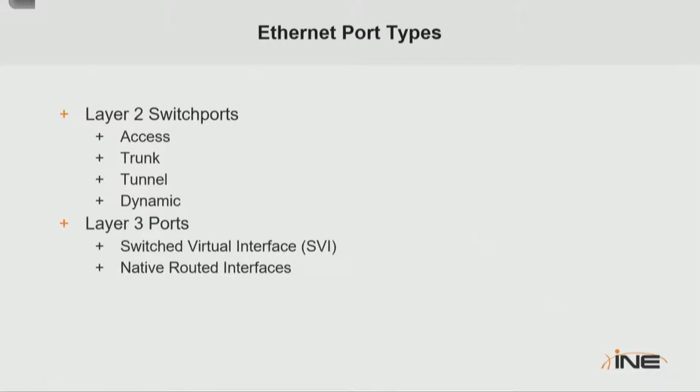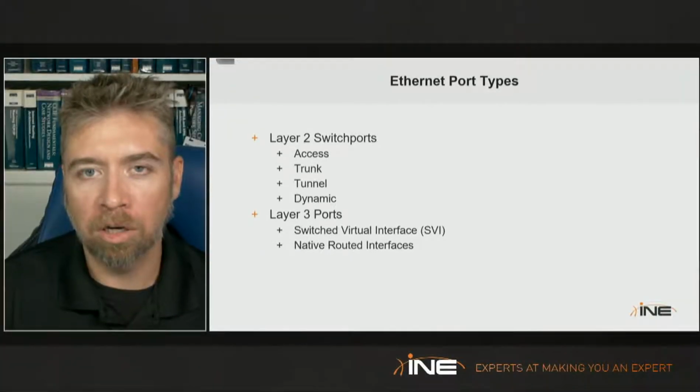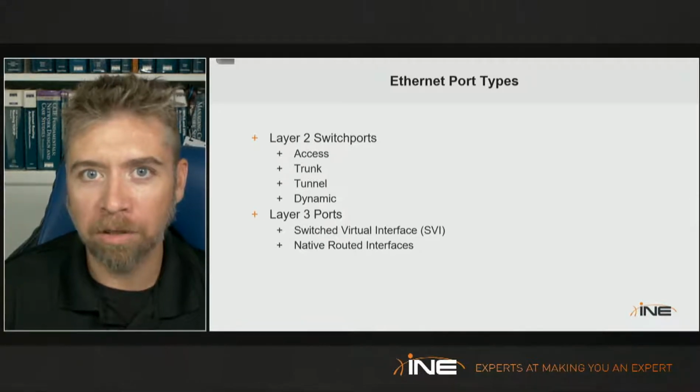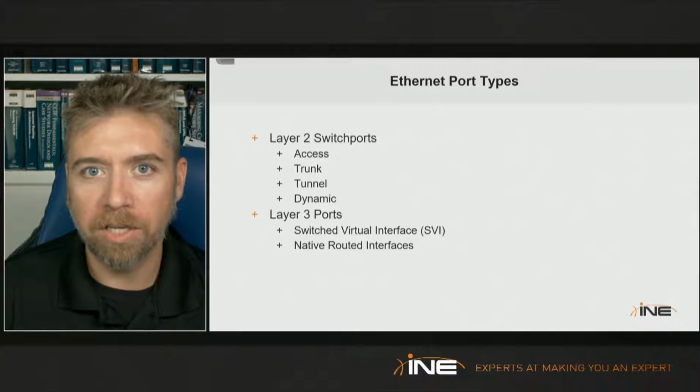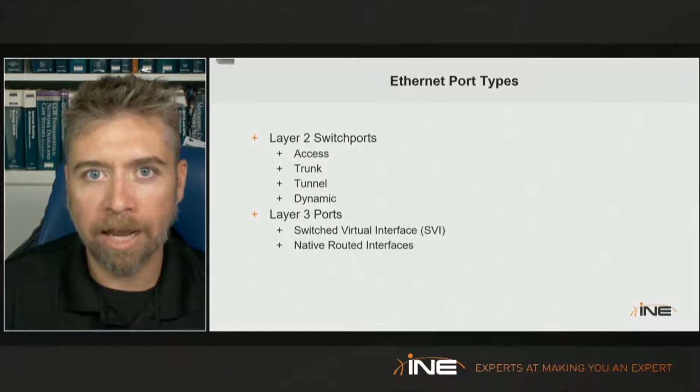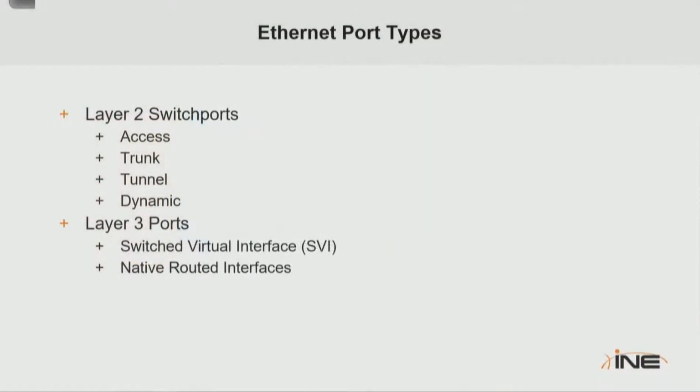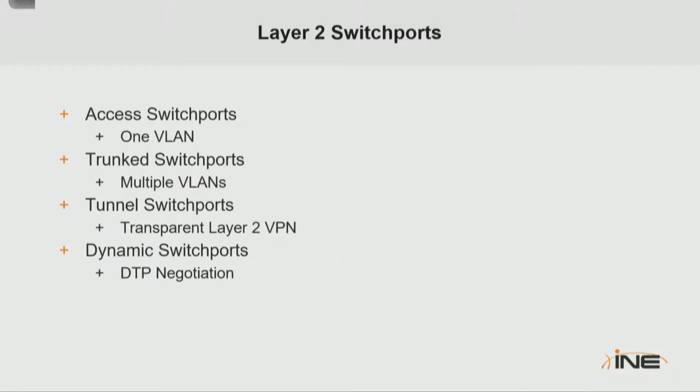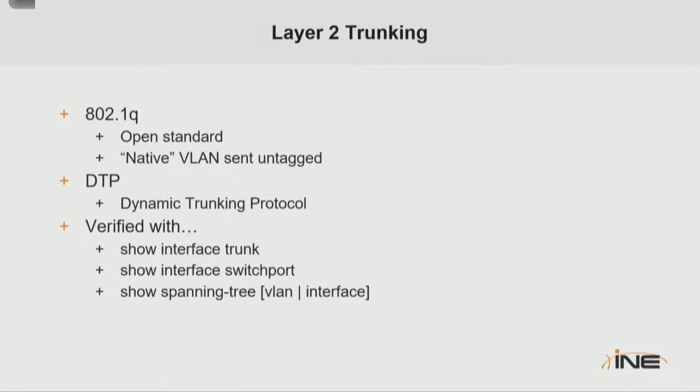For layer 3 ports, we have our switch virtual interfaces, which are going to be our interface VLANs. And then we also have our native layer 3 routed interfaces, where we say no switchport at the port level, and then we could apply an IP address directly onto the interface. So as I mentioned, access switch ports, those are 1 VLAN. Trunk switch ports are multiple VLANs. Tunnel switch ports are going to be a transparent layer 2 VPN, and dynamic switch ports are going to have DTP negotiation.